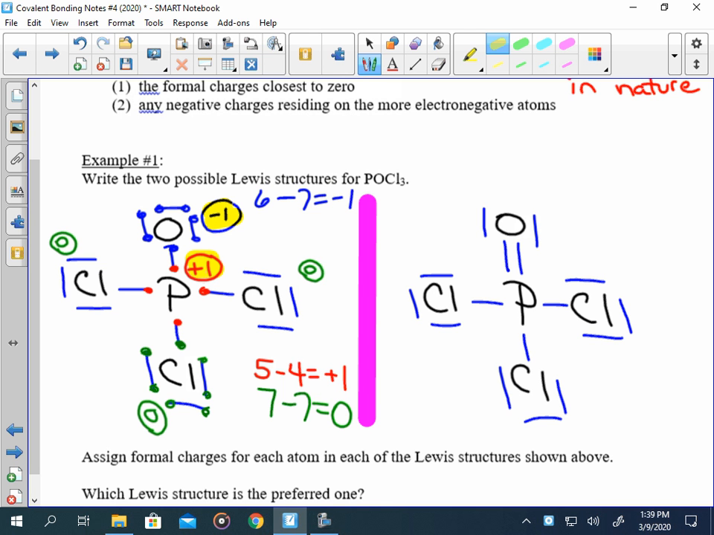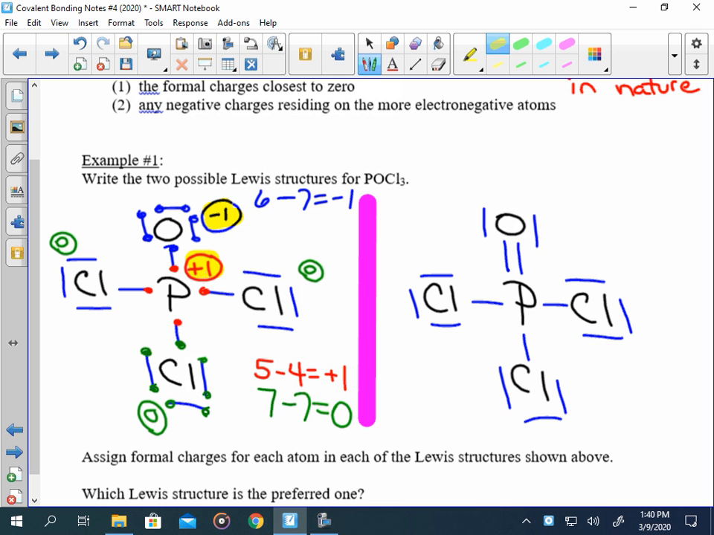I'm going to highlight this and see where we are. +1 and a -1. I look at that and I say, that's not bad, because I want to minimize my formal charges, so if they can't be 0, at least they're +1, -1. I then look and I say, well, comparing where phosphorus and oxygen happen to be on the periodic table, I would want a negative charge to be on the oxygen, not phosphorus. So this is not bad. +1, -1 adds up to 0. The positive charge should be on phosphorus, not on oxygen.